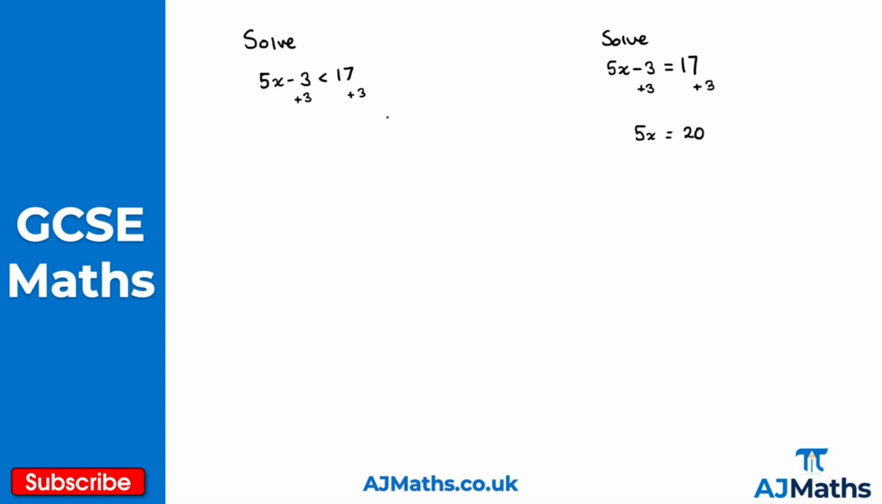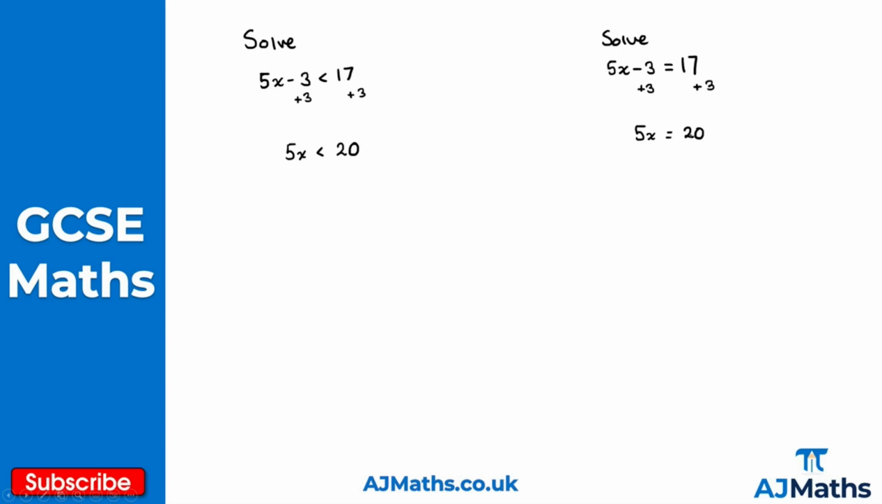And we do the same here for the inequality. This minus 3 and this plus 3 would just give us 0, so we get 5x on the left-hand side. And on the right-hand side of this inequality, 17 plus 3 gives us 20. So going back to the equation, we've got 5x is equal to 20.